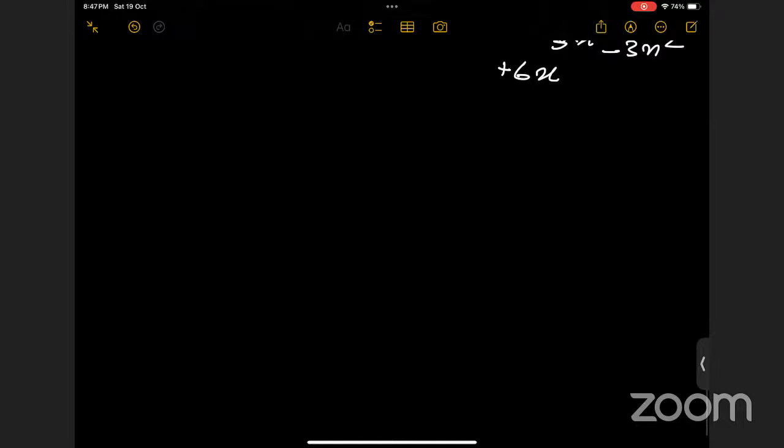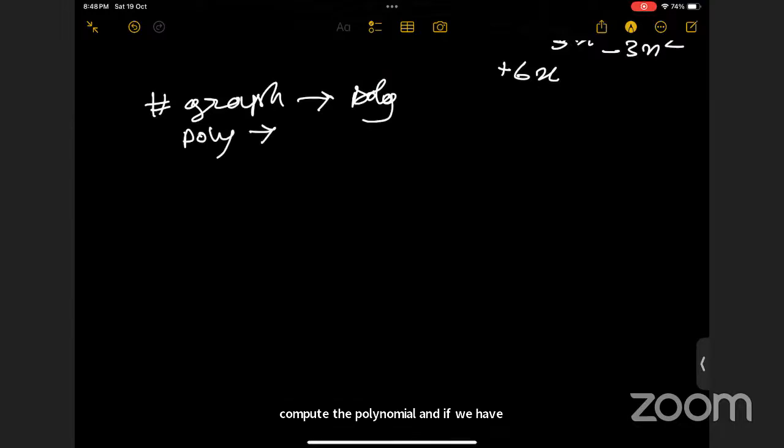One concept which is really important from all the concepts of week 4 is how to plot the graph if you have been given some polynomial, and second, if you have some graph, how can we calculate the polynomial or degree of the polynomial? If we have the graph of a polynomial, we can compute the polynomial, and if we have the polynomial, then we can compute the graph.